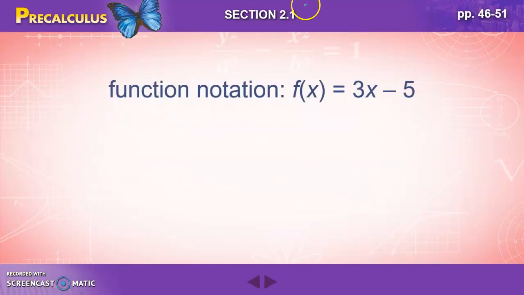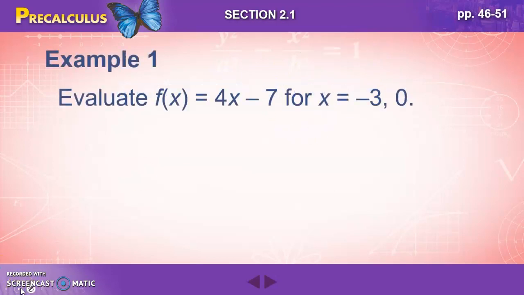Function notation is written like this. It's read f of x equals 3x minus 5. F of x is just our y value. x is going to be our input. We are going to input a value of x into our equation. We're going to plug and chug, and f of x, or y, is our output. It's what happens when we input different values of x. So function notation is just solving for y, but it's going to be written as this because it is dependent on what the x value is.